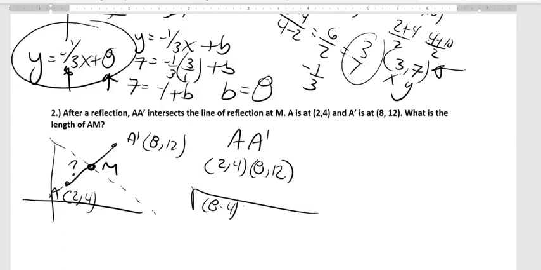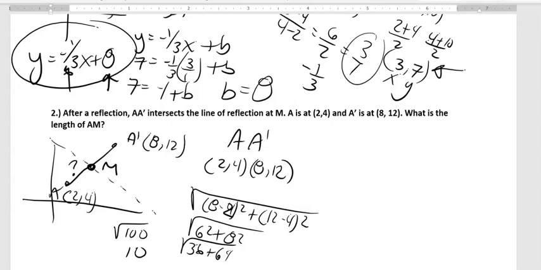X2 minus X1 squared plus Y2 minus Y1 squared. 6 squared plus 8 squared. 36 plus 64. Square root of 100. Okay, so A to A prime is 10, but that's not what they asked for. They wanted A to M. What's A to M going to be? Half of it. Why? Because this is a perpendicular bisector. Does anybody have any questions on that?